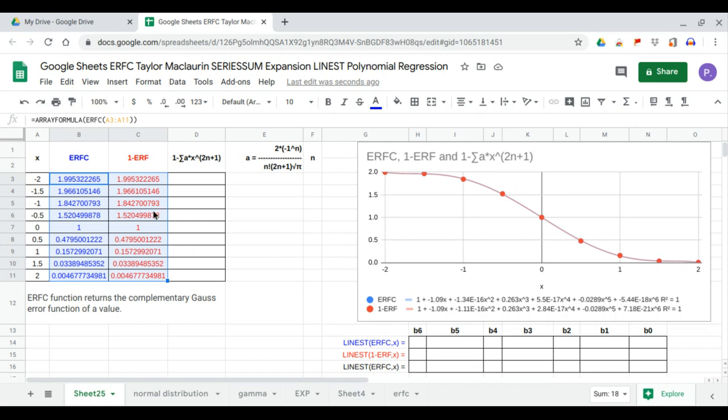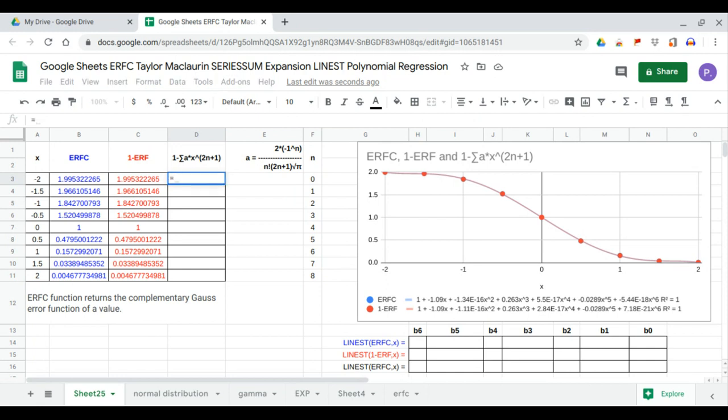We can use these same values or generate an approximation of these values using the Taylor-Maclaurin series sum, which is equal to 1 minus the Taylor-Maclaurin series sum of ERF, which is the summation of a times x to the 2n plus 1, where the values of n start from 0 to infinity. In this case, we're limited only to our dataset, but it should continue to infinity. And we start calculating the formula.